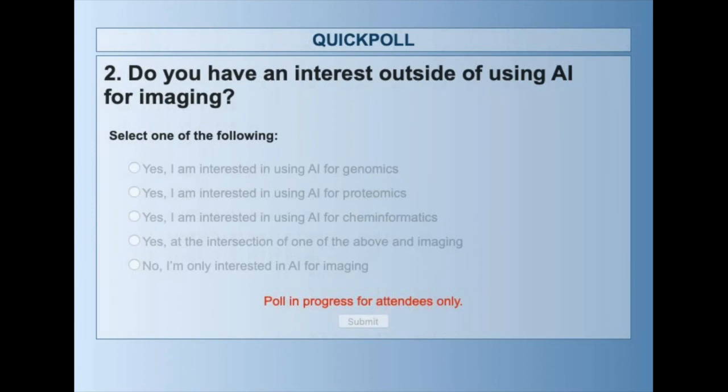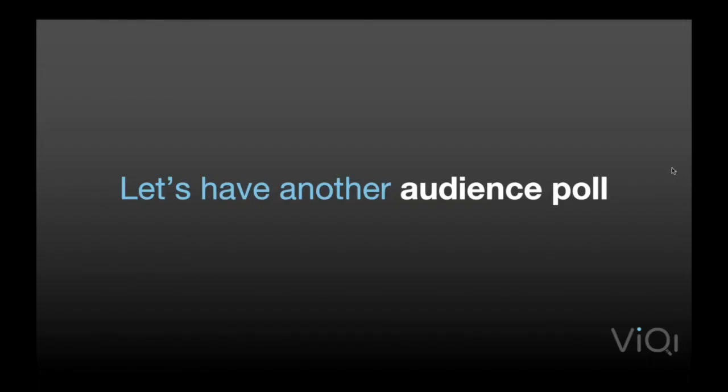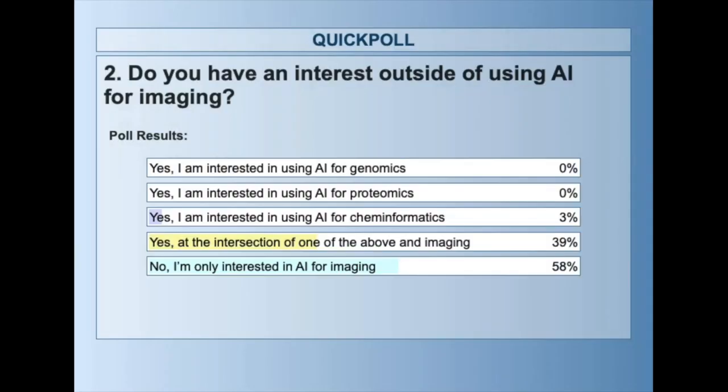So looks like most of you have answered. We're going to close the poll. And here are our results. All right, so we have 3% interested in cheminformatics, 39% at the intersection of one of the above and imaging, and almost 60% of you said, nope, I'm only interested in AI for imaging.